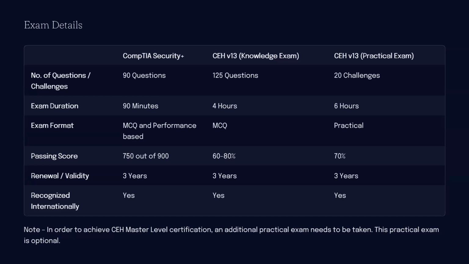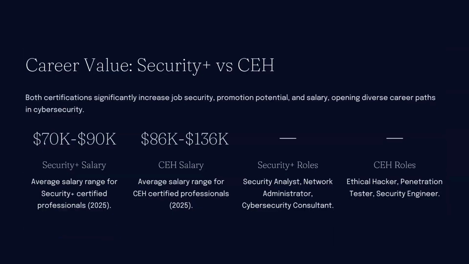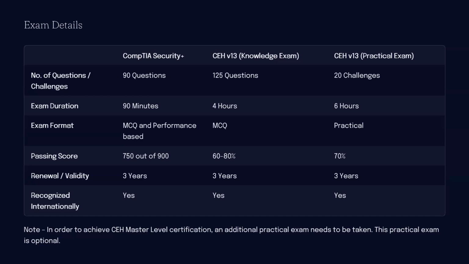Okay. And if we talk about CEH version 13, then it is just a normal MCQ based certification. And CEH version 13 practical will be just a practical certification. And if we talk about the passing score, then you have to score at least 750 out of 900. Okay, so I think it is a little bit hard to pass. If we talk about the CEH version 13 theoretical exam, you just need a score between 60 to 80%. So it usually varies on how you have answered your questions. After that, CEH version 13 practical only needs 70% to pass the certification.